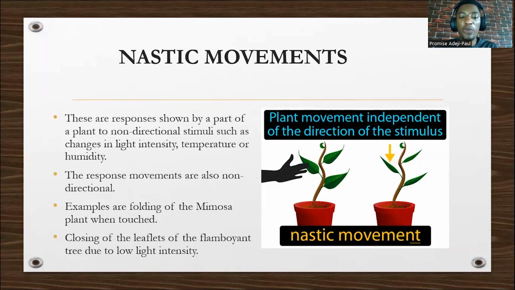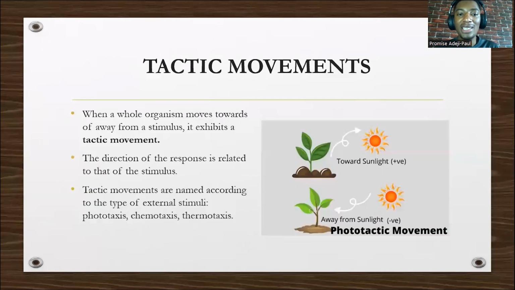So what are the examples? The folding of the mimosa plant when you touch them. It folds up. That's an example of a nastic response. So the closing of the leaflet of the flamboyant tree due to low light intensity. Those are nastic responses.